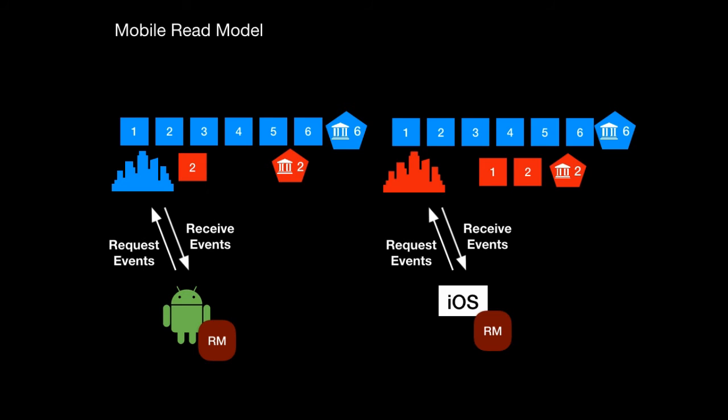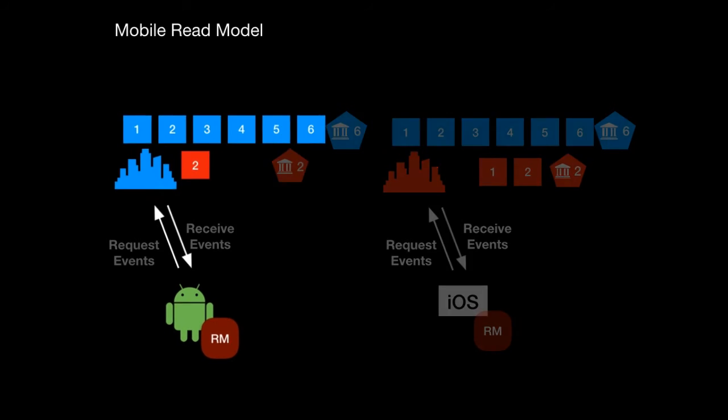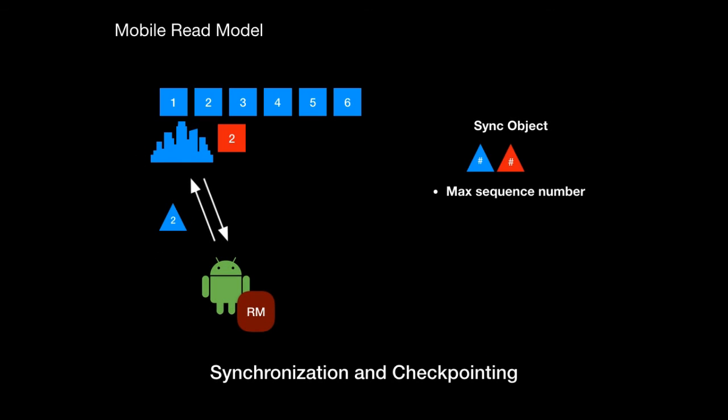But this would be one user's view because these are all the events for a single user that I'm showing here. So let's just look at the request events and the receive events process. Here we see the Android device, and it's sending this object here, as we call it, a sync object.